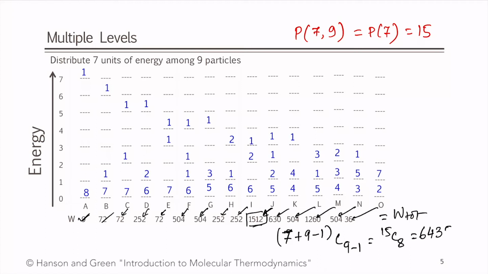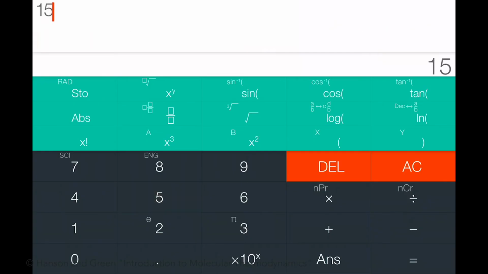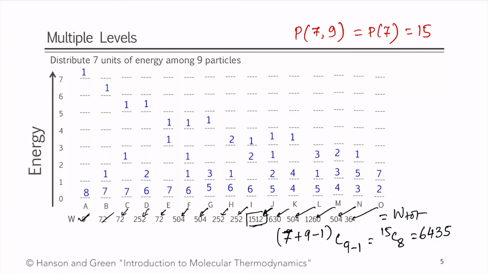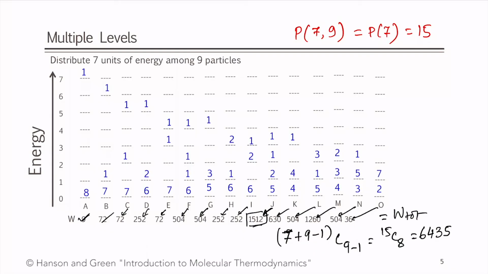6435. I will just do the calculation. 15 C 8, 6435, that is what we are going to get from this. So we can get all possible distributions using one formula itself. However, for individual distributions, we have to distribute the particles in different levels and then calculate it. It is also mentioned here.